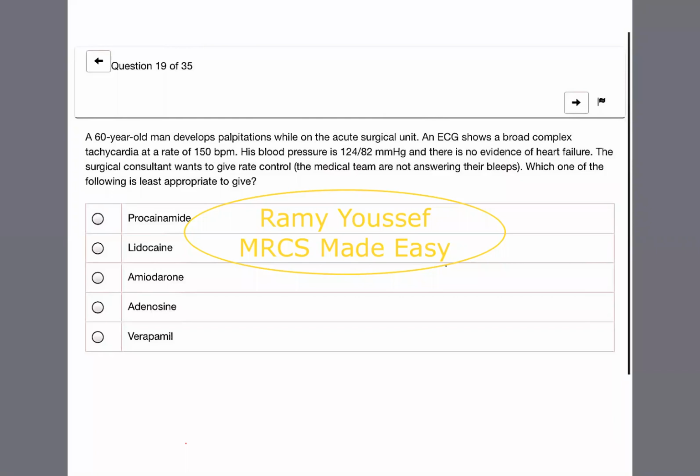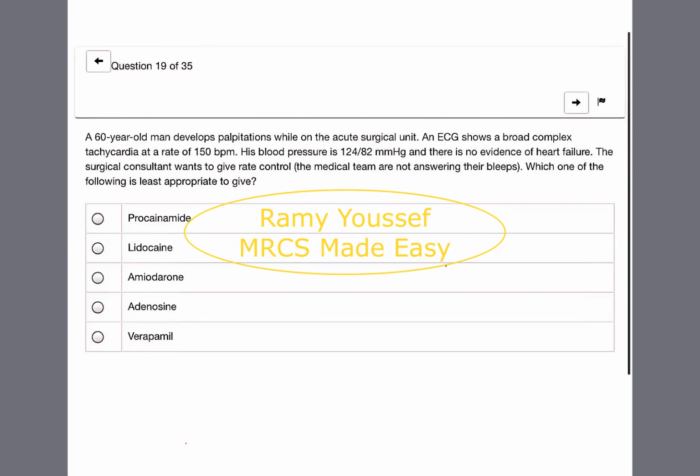Dr. Mohamed and Dr. Dafer. Okay. A 60-year-old develops palpitations while on the acute surgical unit. The ECG shows a broad complex tachycardia at a rate of 150 beats per minute. He has a blood pressure of 124/82 millimeters of mercury, and there is no evidence of heart failure. The surgical consultant wants to give rate control. His medical team are not answering their bleeps. Which of the following is least appropriate to give?